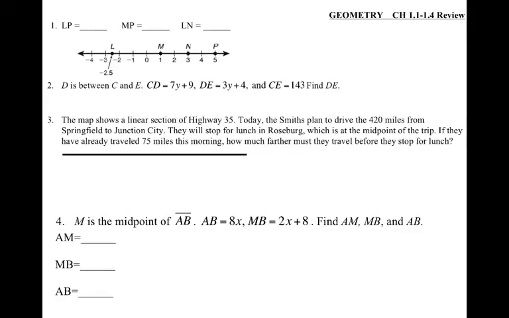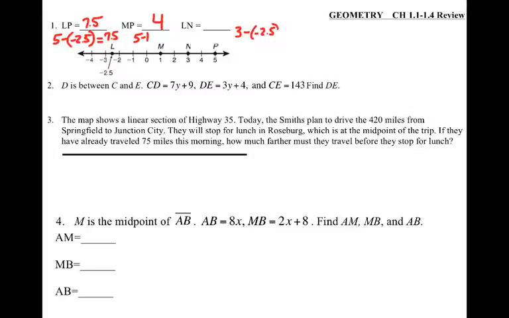All right, this is the review from 1.1 to 1.4. On the first one, you just got to find the length of each segment. So, like to find the length of LP, you got to subtract your coordinates. So you're going to say 5 minus a negative 2.5. And since you're subtracting a negative, that's really adding, so you get 7.5.